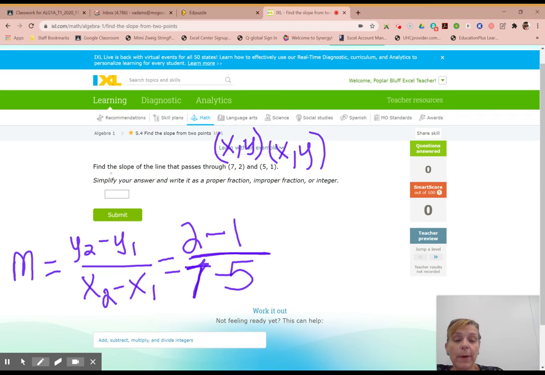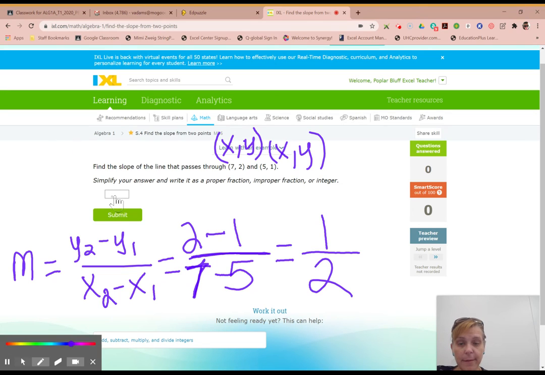So then we go ahead and figure that out. 2 minus 1 is 1 on top. And 7 minus 5 gives us the 2 on the bottom. So the slope for this one ends up being 1/2.